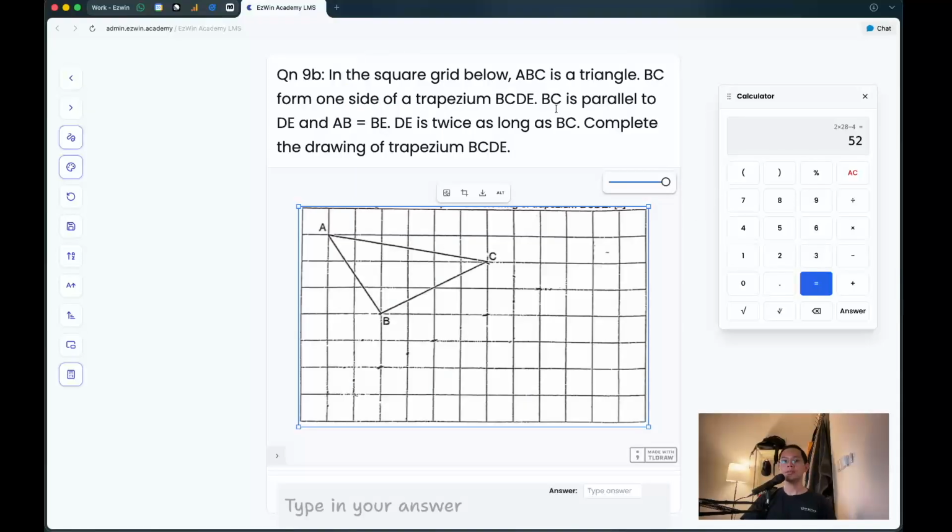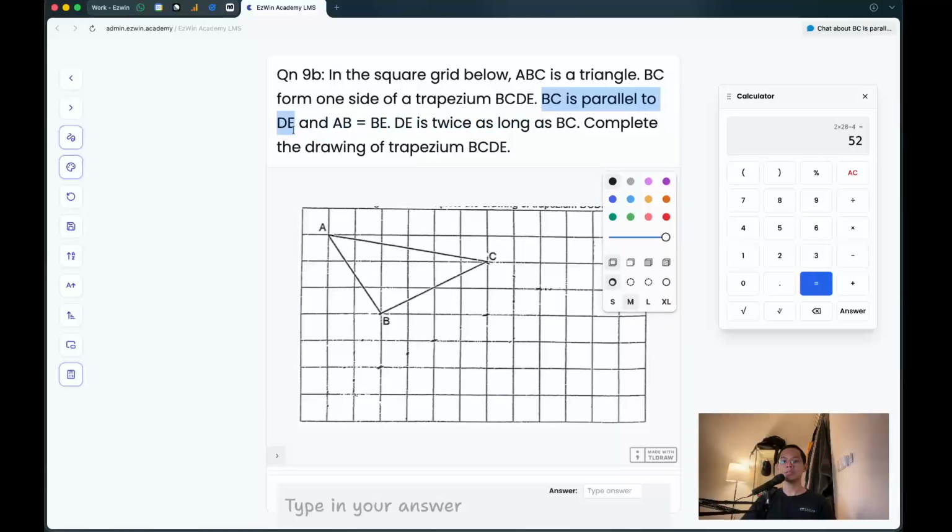So for part B, BC forms one side of the trapezium BCDE. BC is parallel to DE and AB is equal to BE. DE is twice as long as BC. Complete the drawing of trapezium BCDE. So from this statement, BC is parallel to DE, so it will look something like this. But we don't know how long DE is or where DE should be.